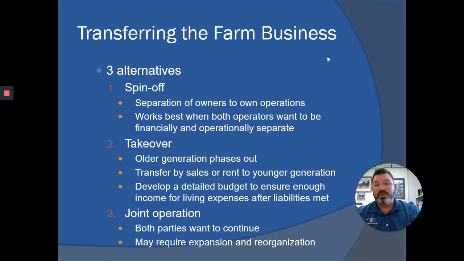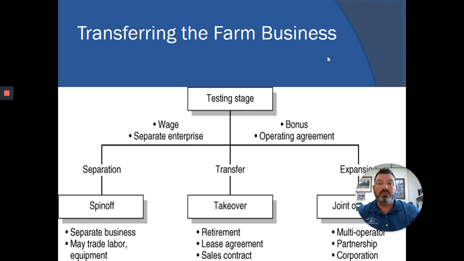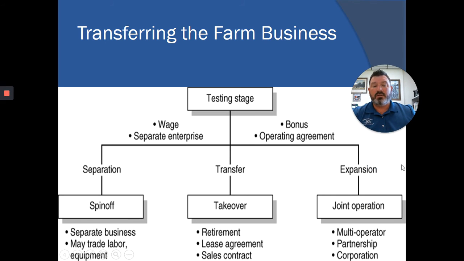Or the older generation phases out and we have a takeover situation where we transfer by sales or rent to the younger generation coming in and develop a detailed budget and a plan for that to happen. Or maybe a joint operation where both parties want to continue. And so again, you may need reorganization or expansion in order to do that joint operation. So you can have a number of those things, and this is just a flow chart that your textbook comes up with in terms of transferring that farm business.